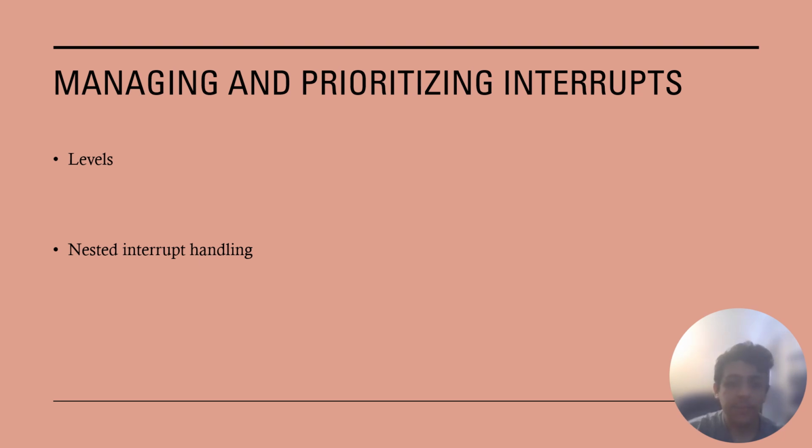And next we have interrupt masking, and this means that certain interrupts can be temporarily disabled to prevent conflicts or ensure critical tasks are completed first. And then next we have nested interrupt handling. This means that some systems allow higher priority interrupts to preempt lower priority ones, ensuring that urgent tasks are not delayed because of this.